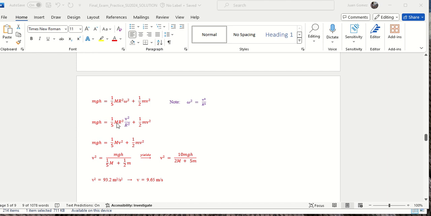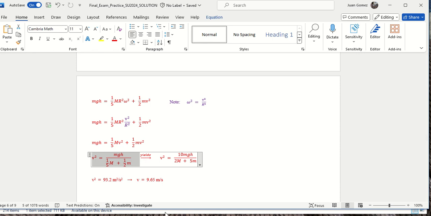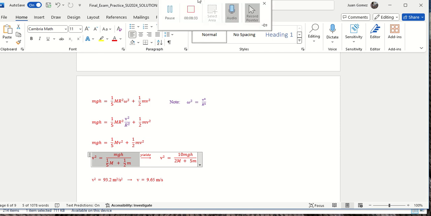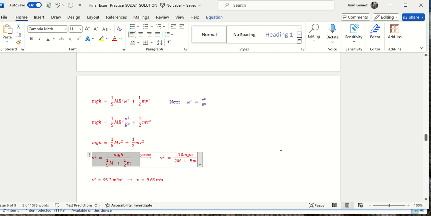Obviously the algebra is not complicated. The r squared terms cancel. You get this next line. Okay. And just don't confuse big M and little m. You want to be careful. Then you have this expression here, and you can just solve it for v squared. The algebra is not complicated, and you can leave it like this: v squared equals mgh over 1/5 big M plus 1/2 little m. And I like to clear the fractions, so I just multiply top and bottom by 10 to get rid of the 1/5 and the 1/2. But you don't have to do that. The numbers are going to come out the same. But that's your expression for v squared, and you get 93.2 meters squared per second squared, which gives you a speed of 9.65 meters per second. So conservation of energy, very, very easy.